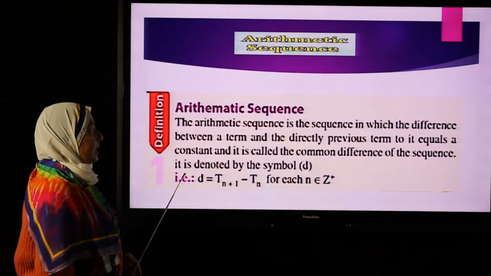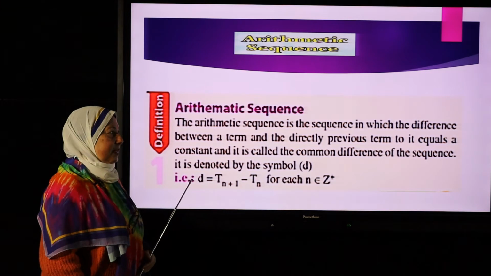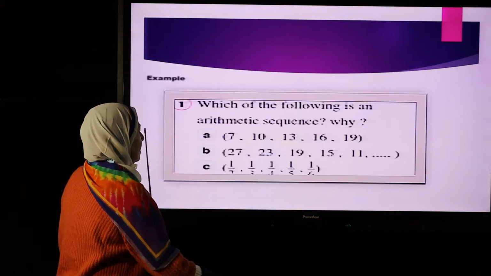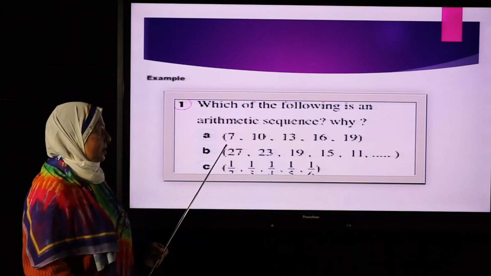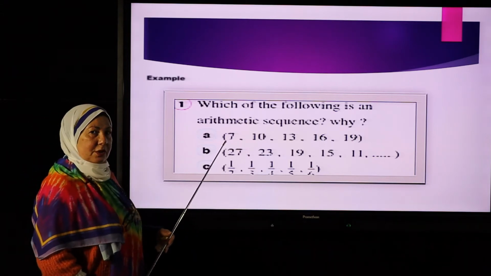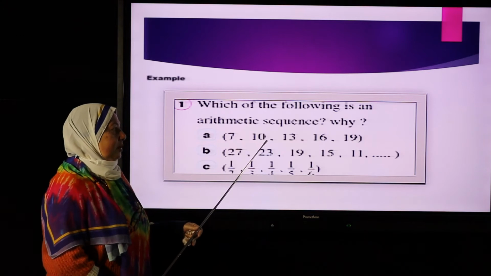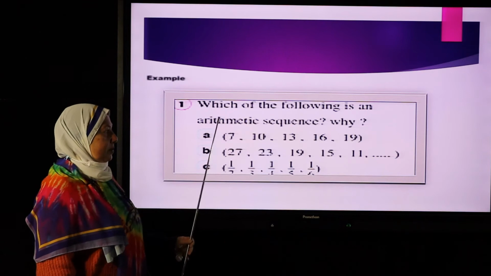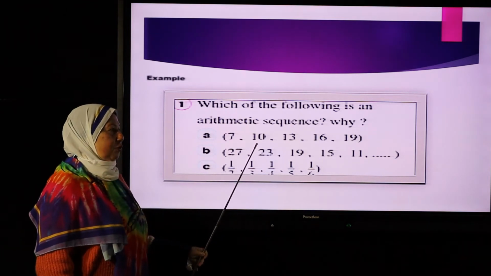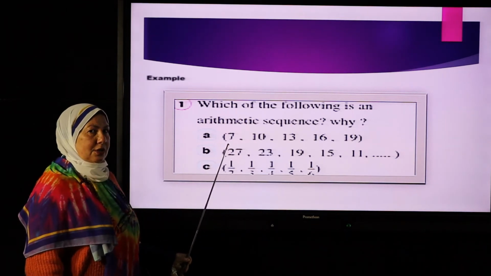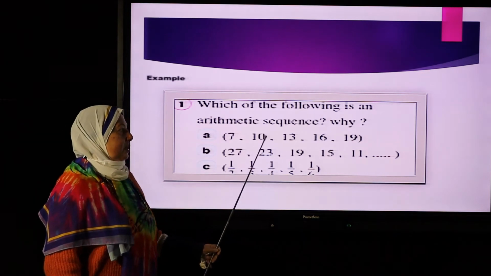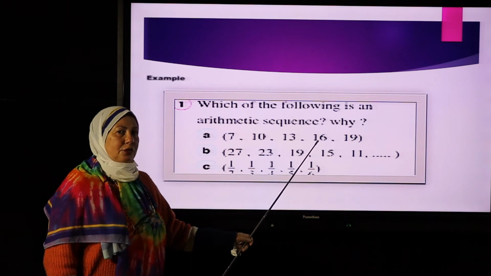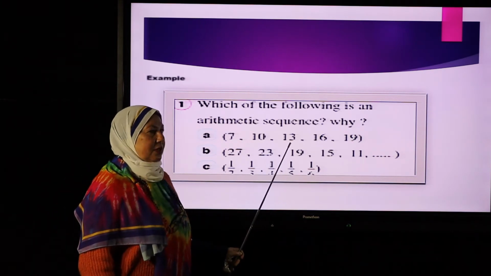Second lesson, arithmetic sequence. What's the meaning of arithmetic sequence? Arithmetic sequence like this sequence: first term 7, second term 10, 13, 16, 19. What's the meaning of arithmetic sequence? T2 minus T1 equals 3, T3, third term minus second term equals 3, fourth term minus third term equals 3.